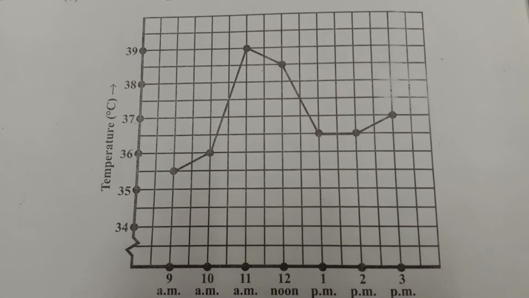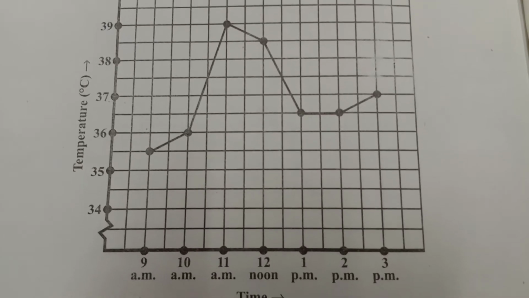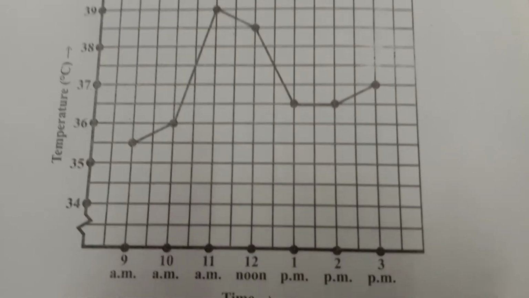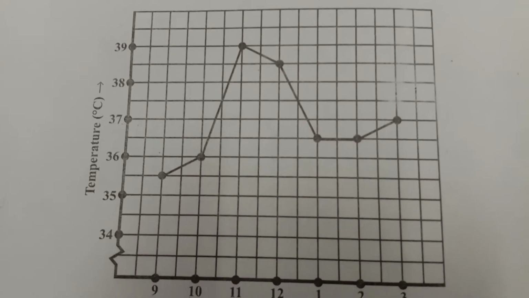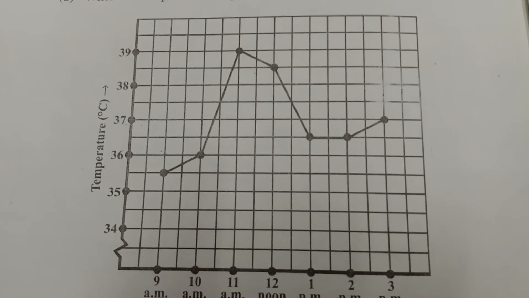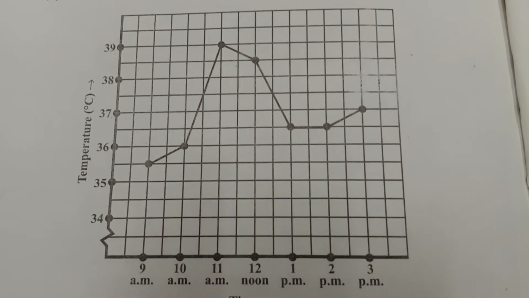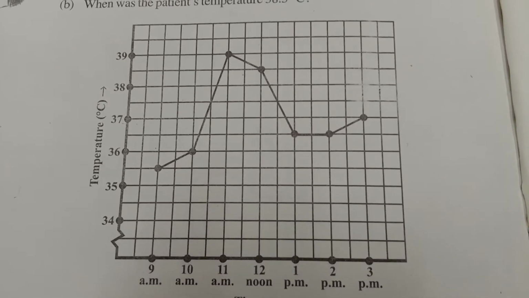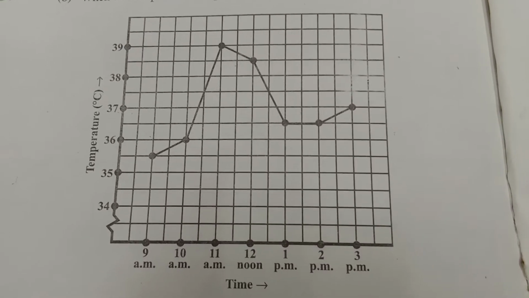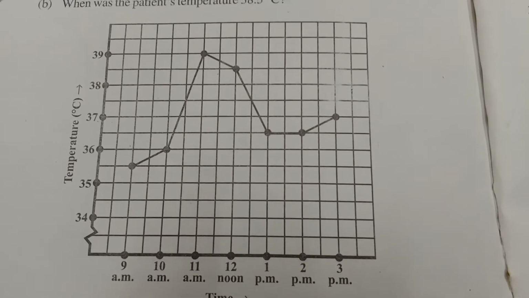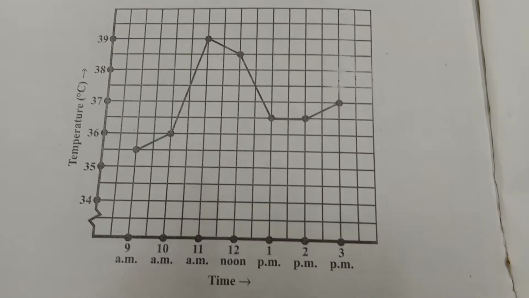Now the temperature at 9 a.m. is between 35 and 36, exactly half, so it will be 35.5 degrees Celsius. At 10 a.m. it is 36 degrees Celsius, and at 11 a.m. it is 39 degrees Celsius. At 12 noon it is between 38 and 39, which is 38.5 degrees Celsius, and at 1 p.m. it is between 36 and 37, which is 36.5 degrees Celsius. At 2 p.m. it is the same temperature, 36.5 degrees Celsius, and at 3 p.m. it is 37 degrees Celsius.